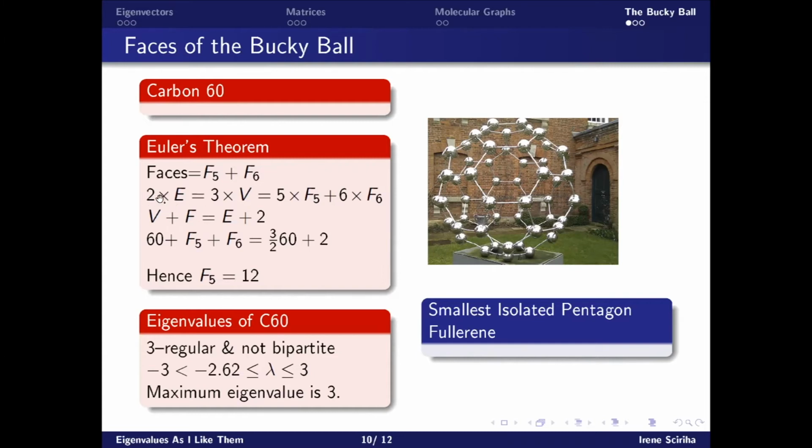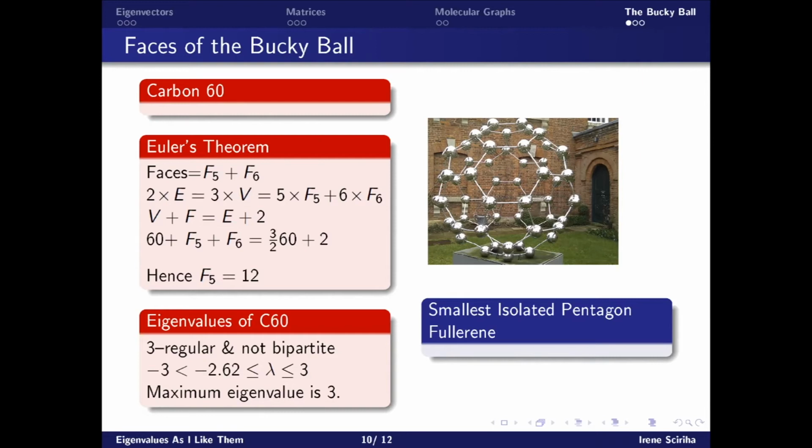If we count the number of edges coming from every vertex, because this is 3-regular, we get 3 edges coming out of every vertex, and therefore 3 times the vertices will count the edges twice. But we can count the edges as well by going around the faces. When we go around the faces, we have 5 times F5 plus 6 times F6, and we also count the edges twice. If we solve, we get that F5 is 12. So however large a polyhedron is with pentagons and hexagons only, F5 is always 12.